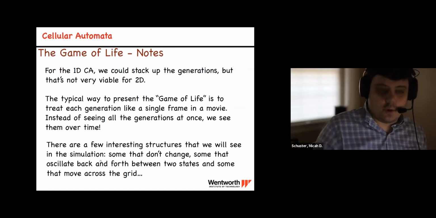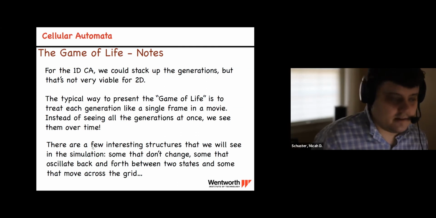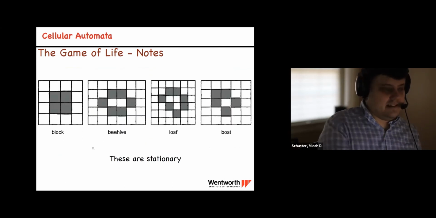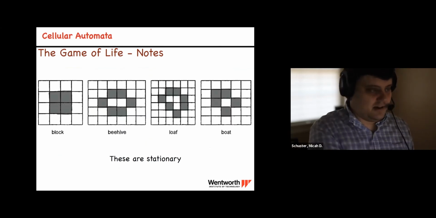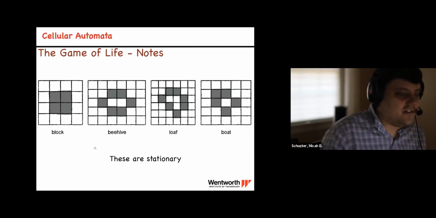Some of these structures don't change. Some oscillate back and forth. Some move across the grid. All of these have names. We might see some that I haven't listed here just because I didn't put an exhaustive list of them, but all of them have names because, again, this stuff's been studied ever since 1970. So they all have names.